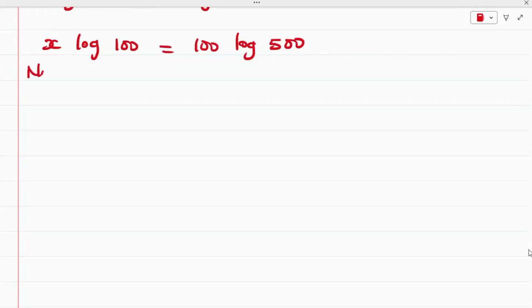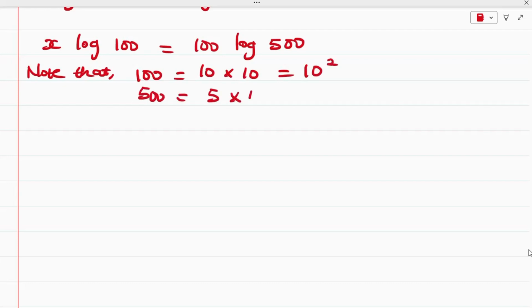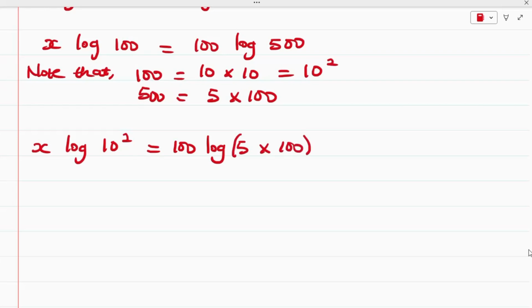So from here we want to simply note that 100 can be written as 10 times 10, which is equal to 10 raised to the power of 2. And 500 can be written as 5 times 100. So applying this, it is going to become x log, in place of 100 we put 10 squared, is equal to 100 log, in place of 500 we put 5 times 100, all in brackets.